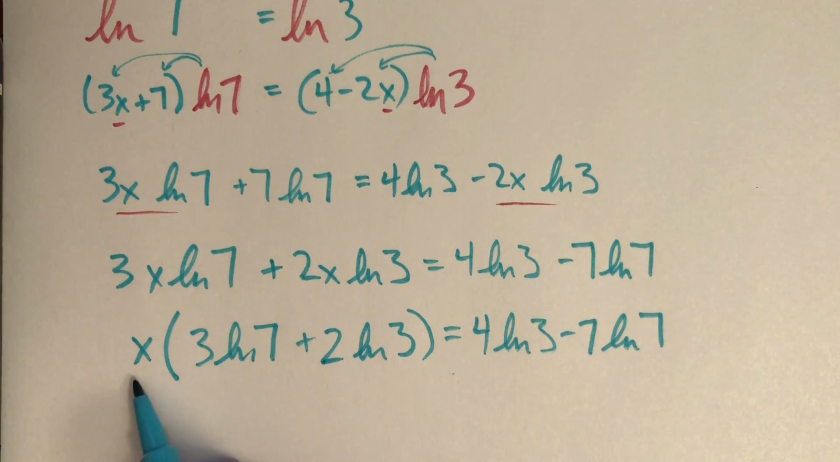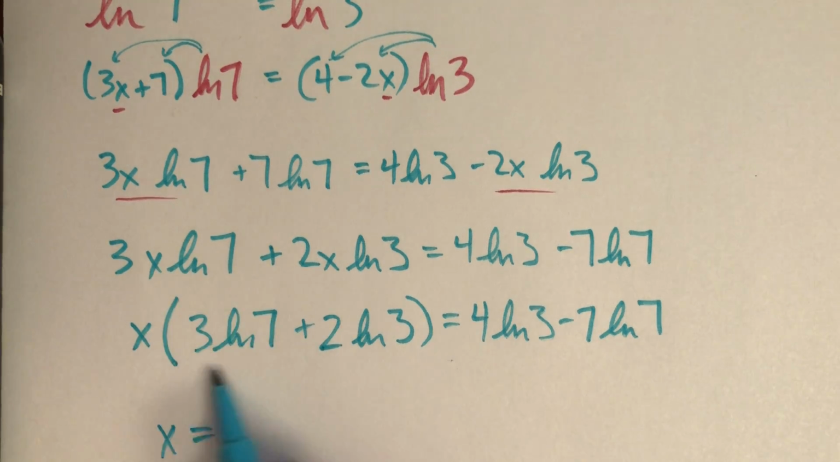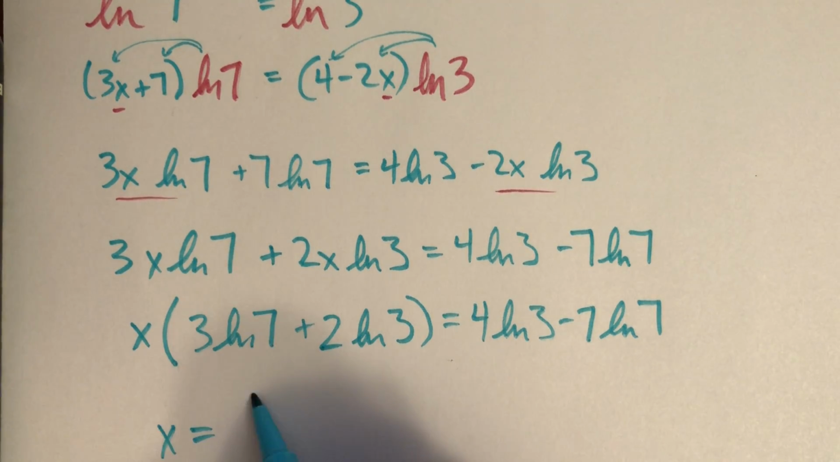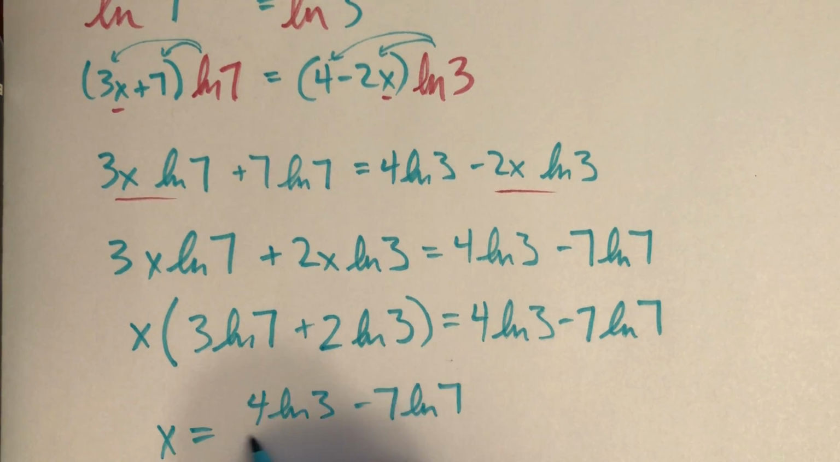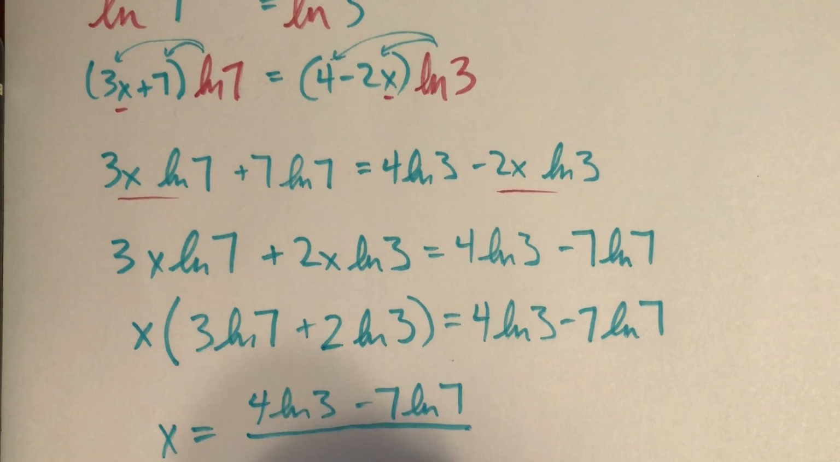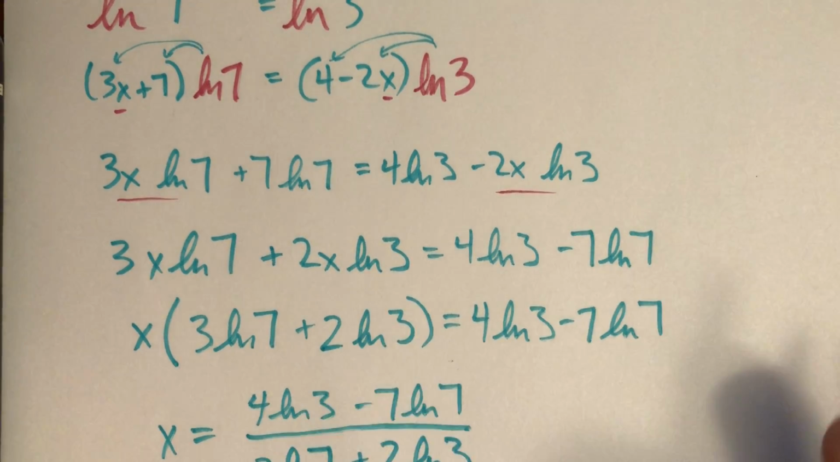And now that x is going to be by itself, because we can divide everything by that number. So I got 4 natural log 3 minus 7 natural log 7 over that stuff: 3 natural log 7 plus 2 natural log 3.